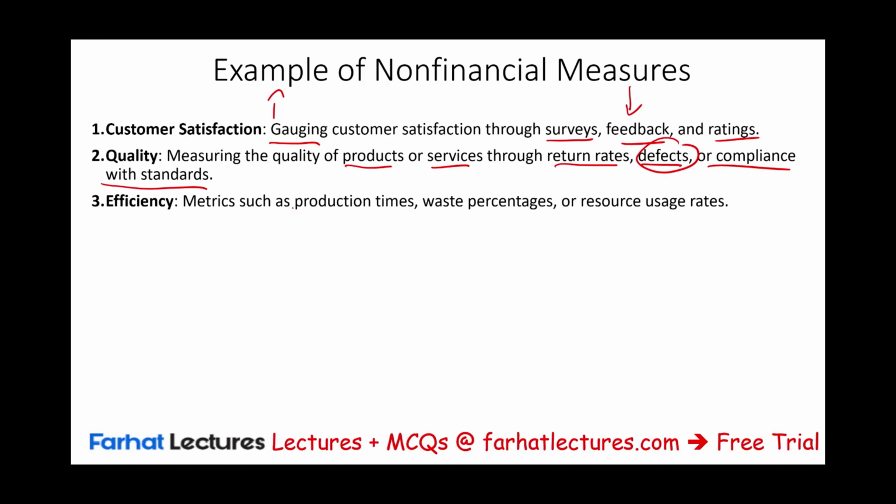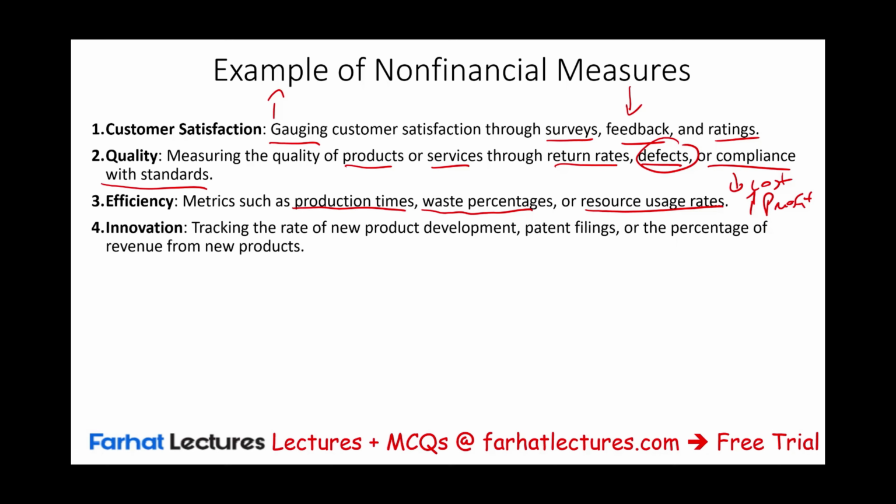Efficiency. How long it's taken you to produce something. What is the waste percentage? Resource usage rate. If you are efficient, your cost goes down. If your cost goes down, your profit goes up. You are measuring non-financial measures that could lead to financial success.